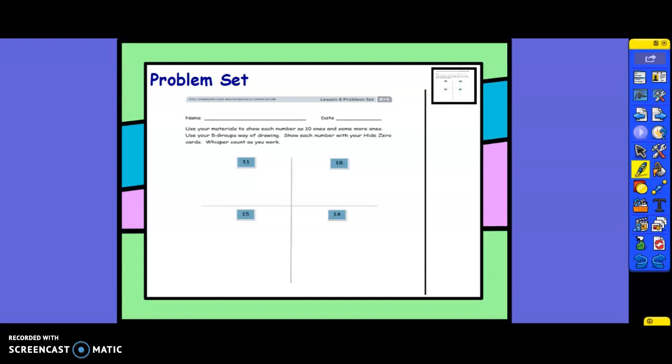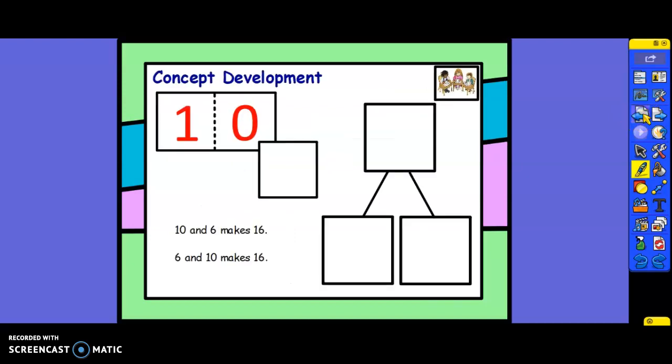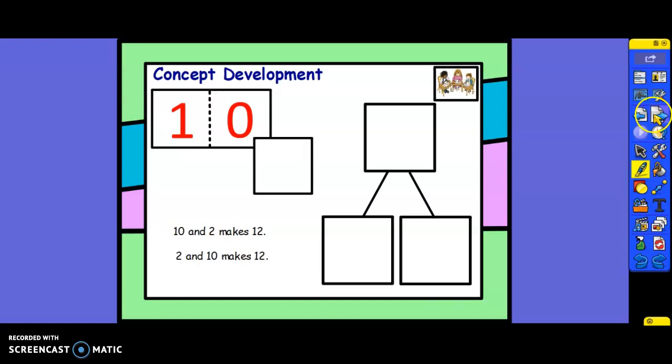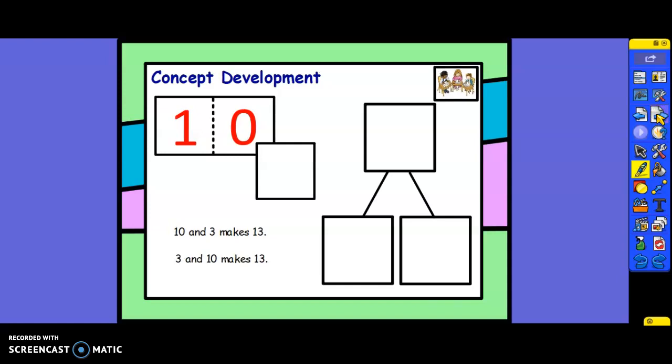All right, so we're going to move on to our problem set. But before we do that, Miss Nakim wants to go back. And I know that I told you you could practice some of these on your own or with your parents or an adult. But Miss Nakim would like to do one more before we start our problem set today. So remember that we are working on our teen numbers. That's our number that has a 10 and some more ones, some extra ones.